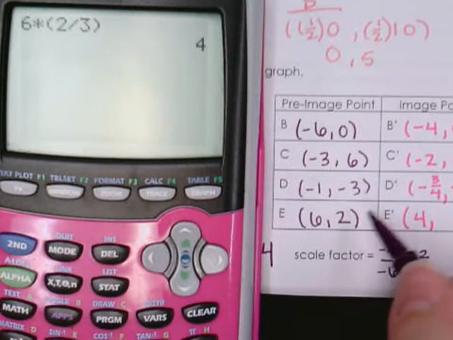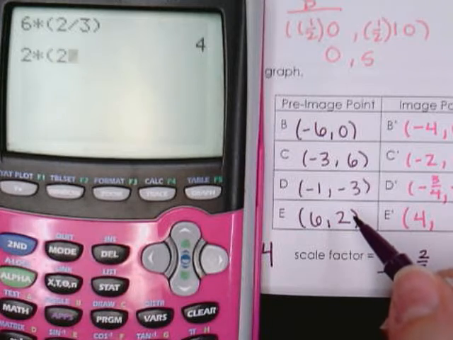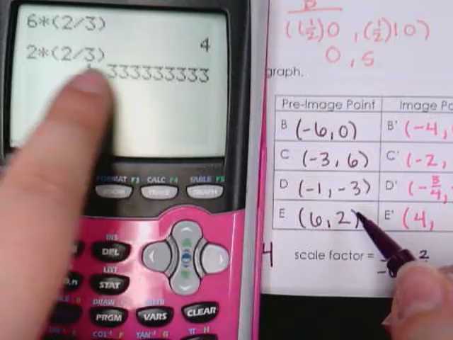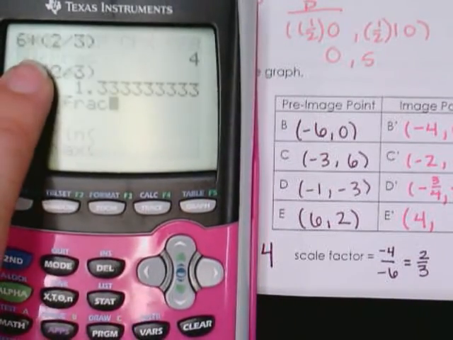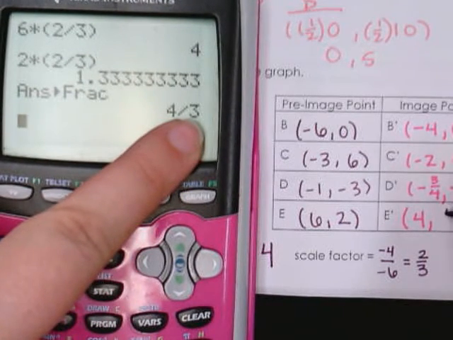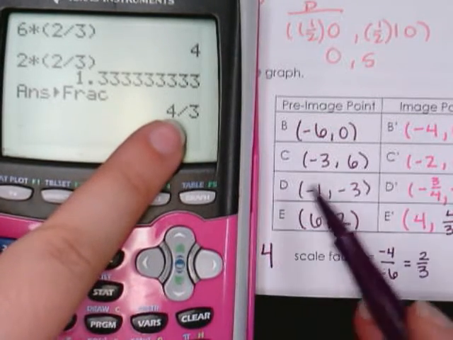So what am I going to do? I'm going to take the y value from the pre-image, 2, and I'm going to multiply it by my scale factor, which is 2/3. Now in my calculator, it's giving me a decimal. If I hit math and then choose the fraction, enter one more time, it tells me that it is 4/3. Now, I could use this to confirm D prime here.